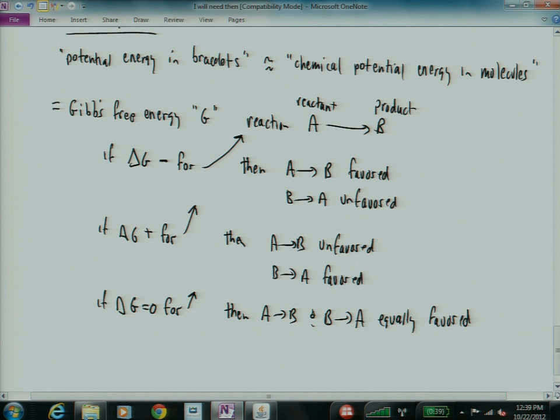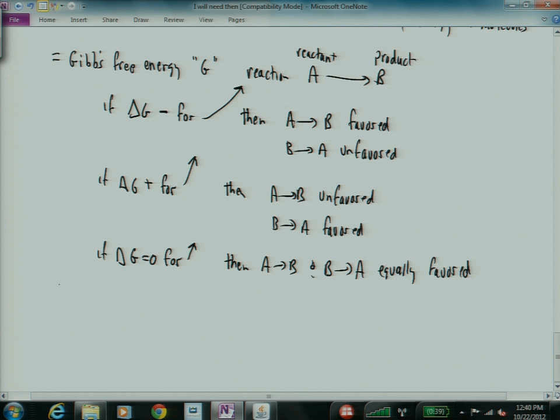It's spontaneous. Delta G negative: the delta G for TNT exploding is negative. High potential energy to low potential energy. The delta G for me lifting this up is positive, and I have to put energy in to have that happen. We'll do lots of various delta G things as time passes. So let me give an example.